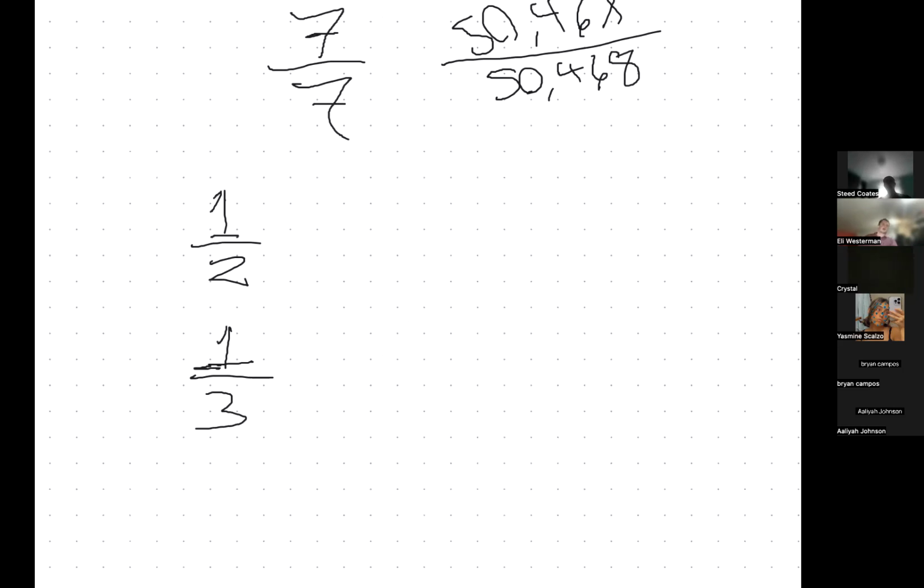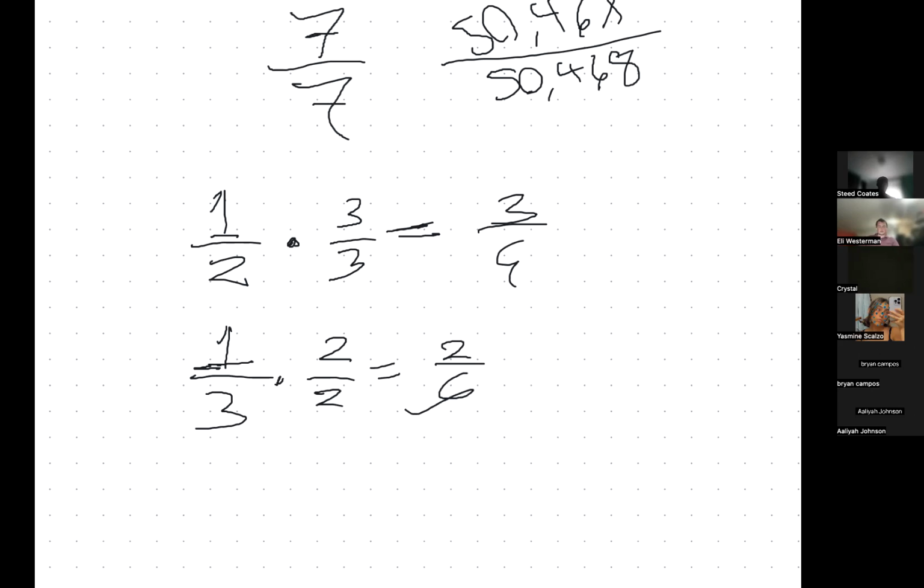So let's look at these. How can we make these have the same denominator? We can multiply them each by 1. We can multiply 1/2 by 3/3, and that is going to equal 3/6. We can multiply 1/3 by 2/2, and that's also going to equal 2/6. Now, we can add these because we have the same denominator. So we can say 3/6 plus 2/6 equals 5/6.